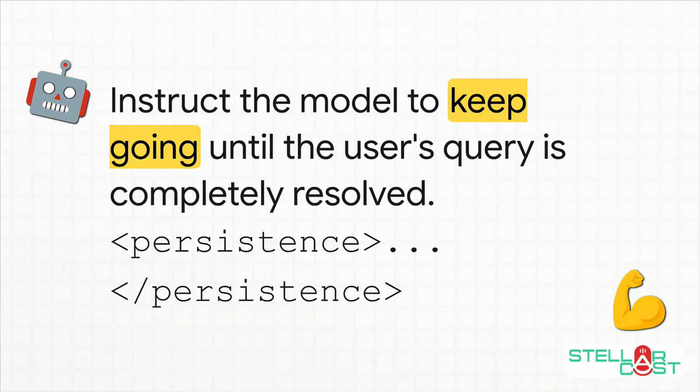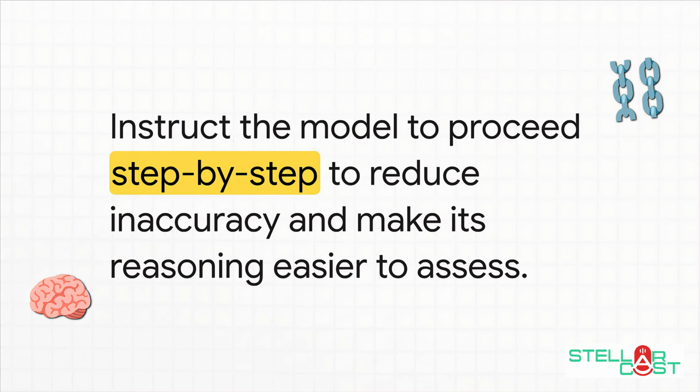So to build one of these agents, you have to give it instructions that stick. Using structured tags like this persistence block you see here lets you command the model to keep working on a problem until it's 100% solved, not just to give up when things get a little tricky. Now, this is a crucial technique for any complex problem. It's called chain of thought prompting. And all you have to do is tell the model to think step by step. By doing that, you force it to lay out its reasoning process, which dramatically improves its accuracy and seriously reduces the chances of it making a silly logical error along the way.